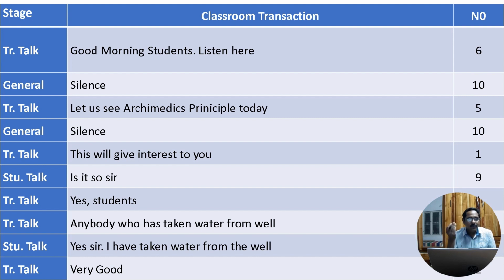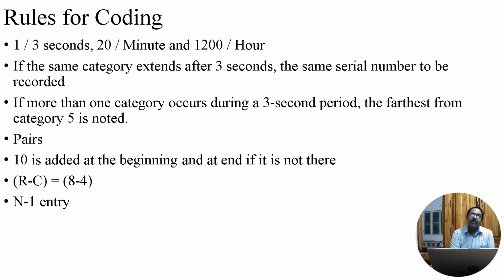A student asks, "Is it so, sir?" The students reply by themselves, so therefore it is 9. "Yes, student." Likewise, for each and every statement we have to code it. So this is for coding. How is the coding done? These are the rules.